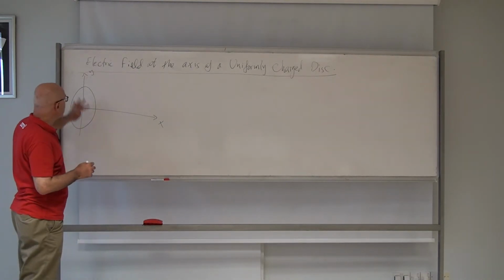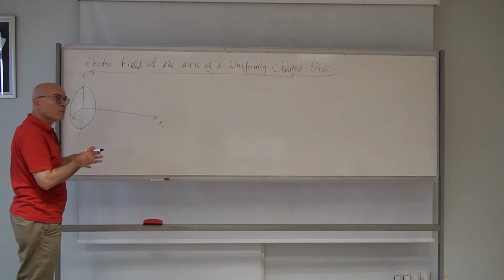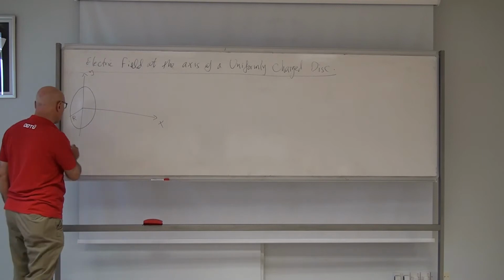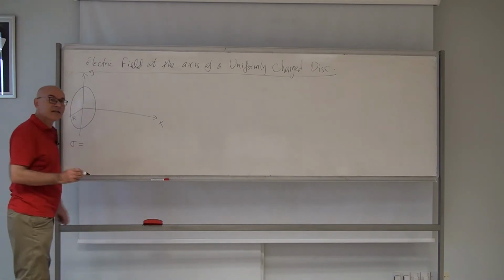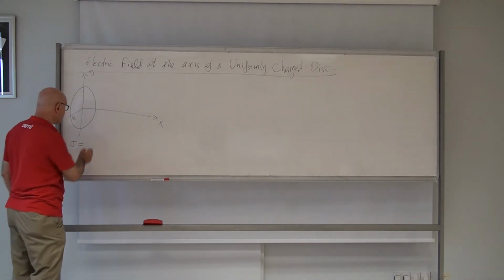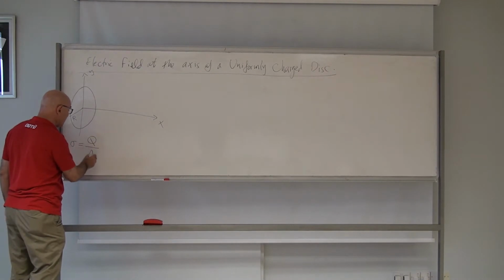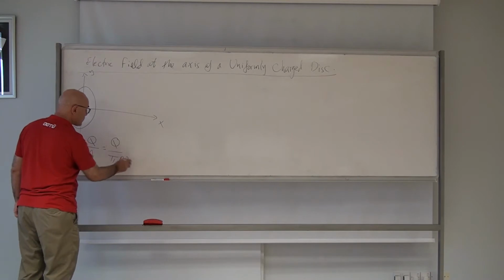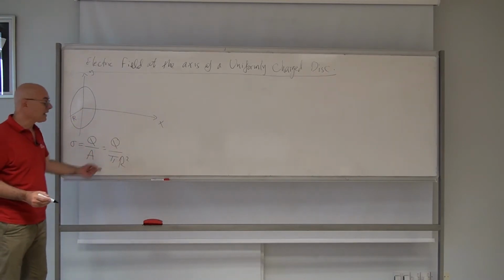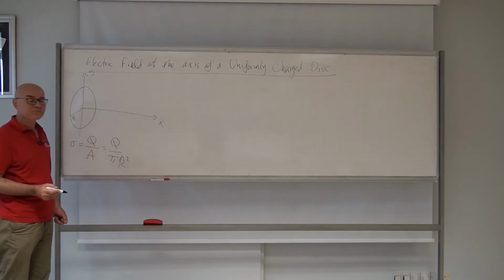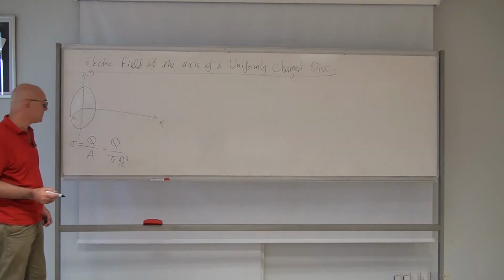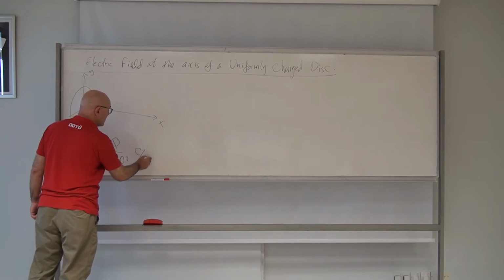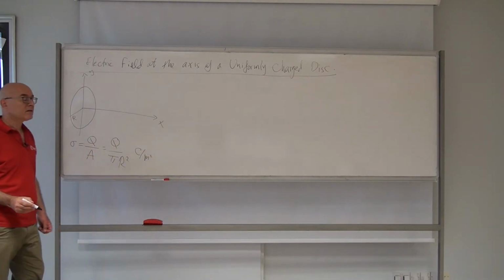Now, there is a charge Q uniformly distributed over the area of the disk. And so we know that we have a uniform surface charge density, which is Q over area, and this is Q over pi r squared, because r is the radius of the disk. This is your surface charge density, and it has units of coulomb per meter squared.